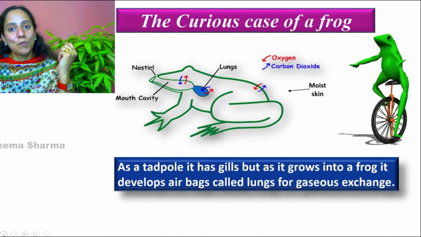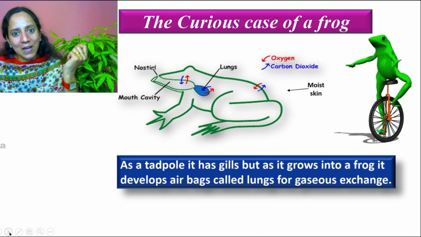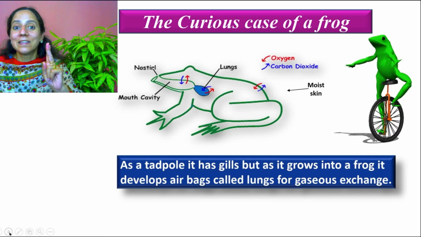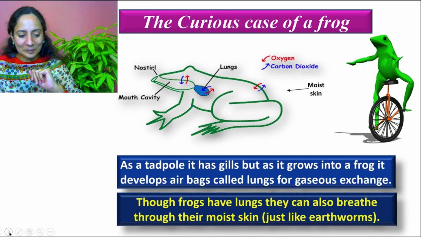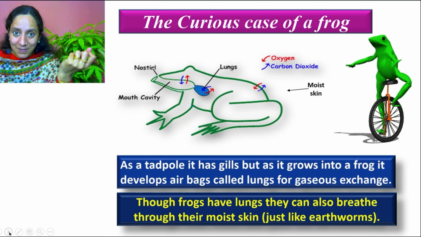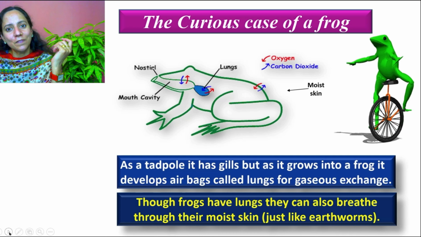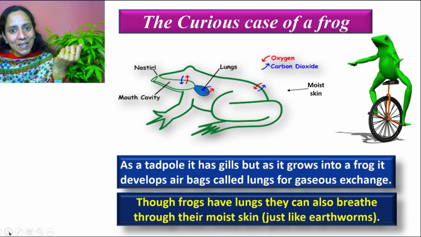So in case of the frog, it has two mechanisms for exchange of gases. One is lungs and the second is moist skin. So now my viewers know that though frogs have lungs to breathe in and breathe out, they can also go for exchange of gases through their skin, just like the earthworm. So this was all about the content of this video.